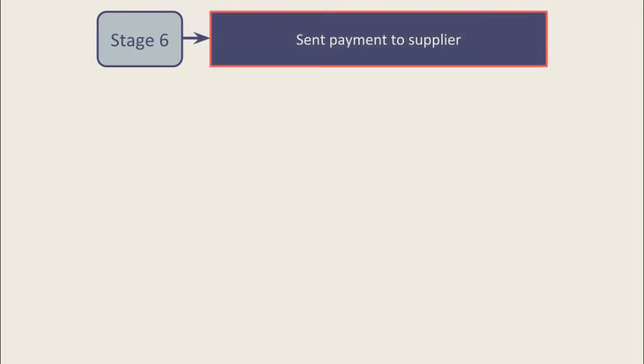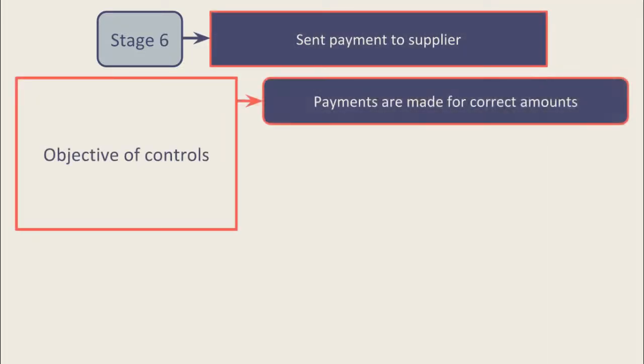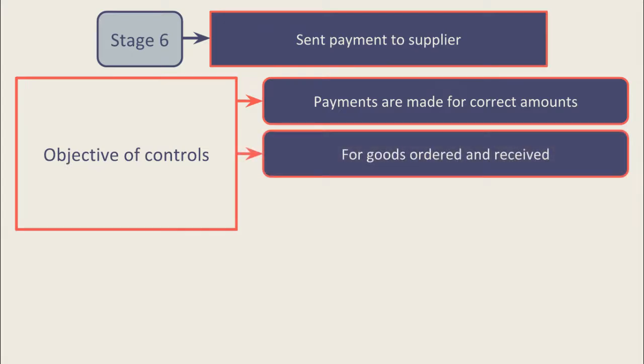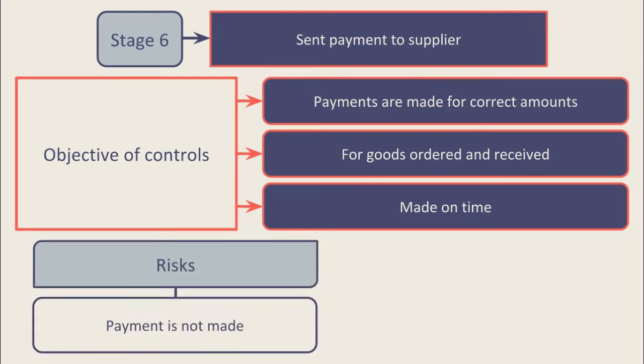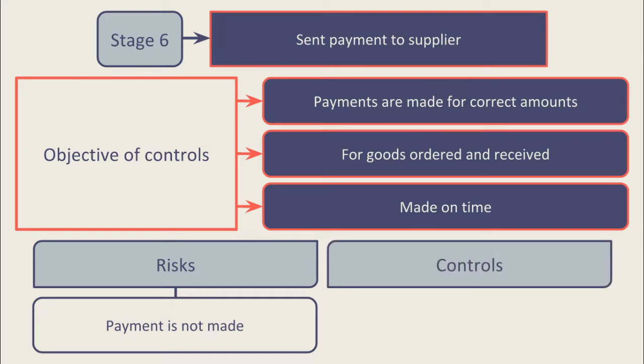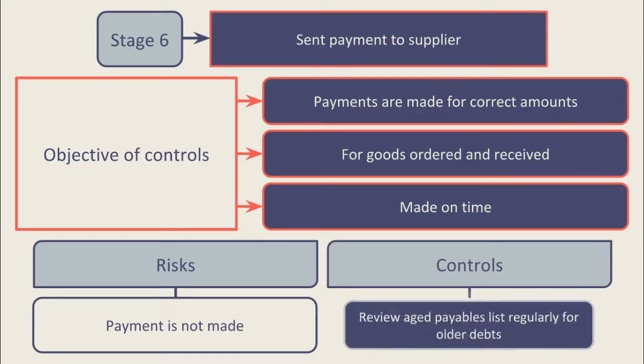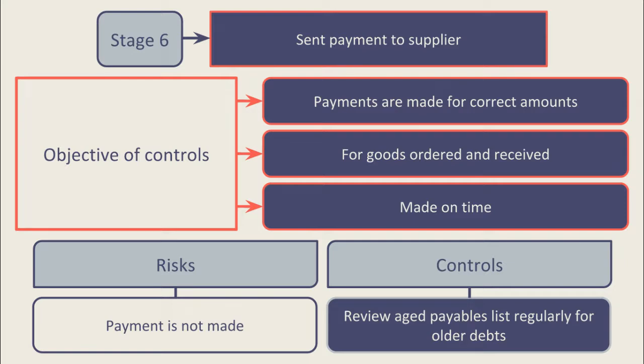Stage 6 is the payment to the supplier. The objective is to ensure payments are made for the correct amounts, for goods ordered and received, and made on time. A risk could be the payment is not made and the supplier may no longer grant credit. A control could be to have regular payment runs and to review the aged payables list regularly for older debts and ensure they are paid on time.